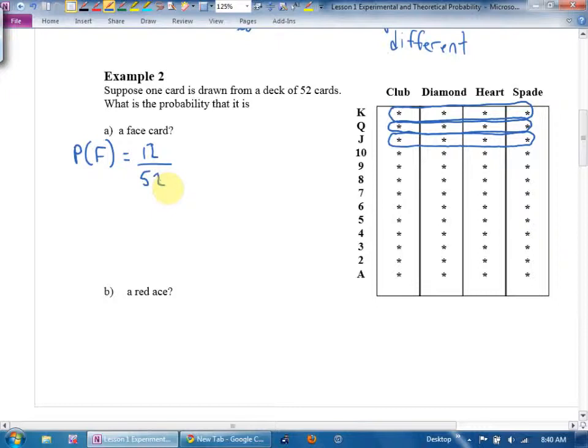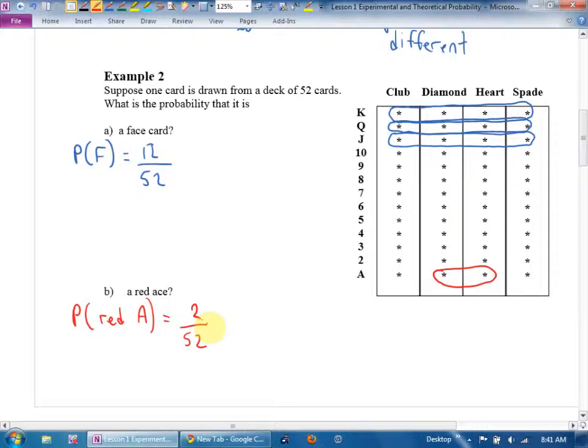A red ace. Okay. Probability of red A. I'll circle those in red. What do you get? 4 out of 52. Oh, Mr. Dueck, you did it wrong. Good gosh. You're right. Because it's the red ones, it's only these two, isn't it? How about 2 out of 52? Good gosh, Mr. Dueck, that was terrible.